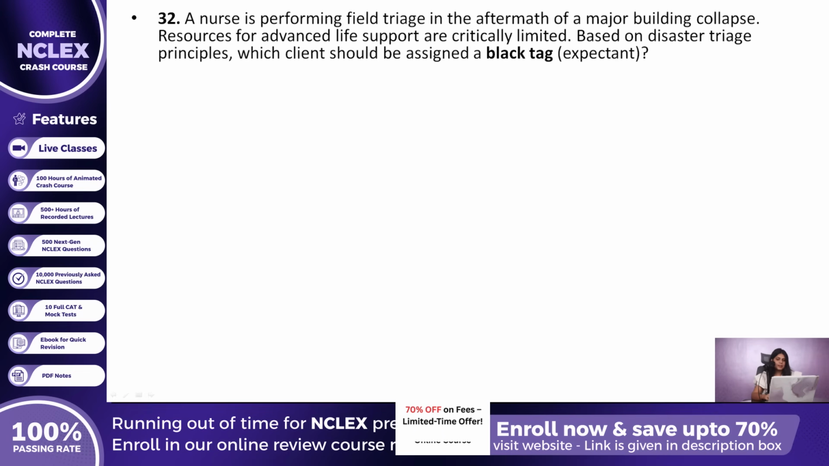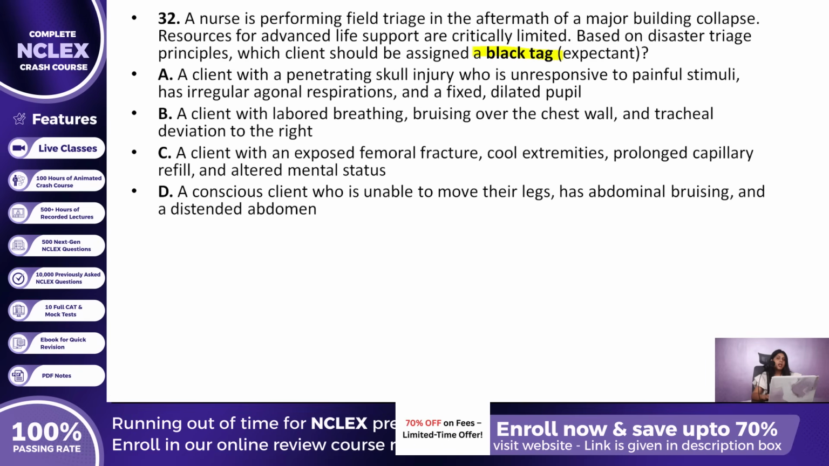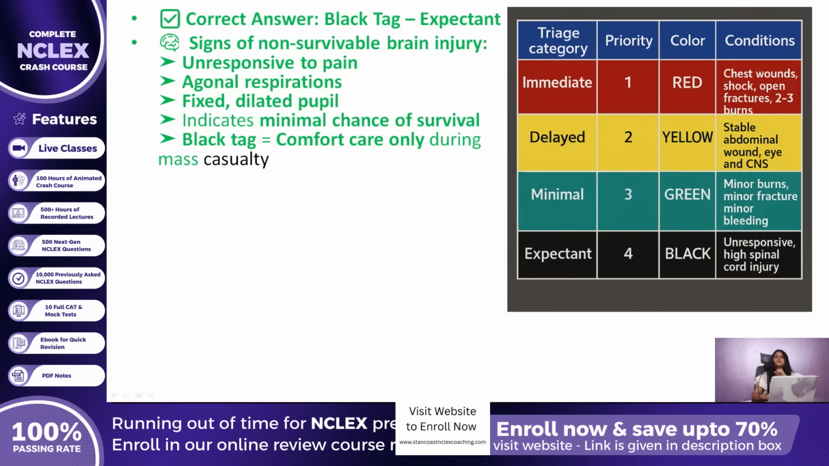During a mass casualty event like a major building collapse, nurses must use disaster triage principles to prioritize care when resources are extremely limited. The question is, which client should receive a black tag indicating an expectant status? The correct answer is Option A. The client shows signs of fatal brain injury, unresponsive to pain, agonal respirations, and fixed, dilated pupils, indicating minimal chance of survival, justifying a black tag.